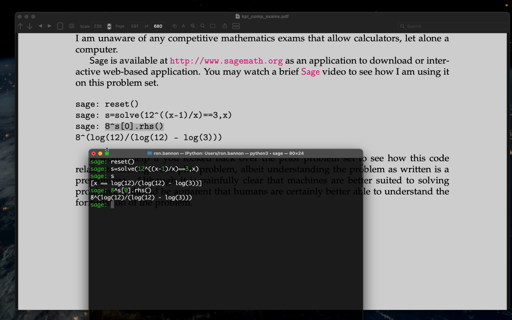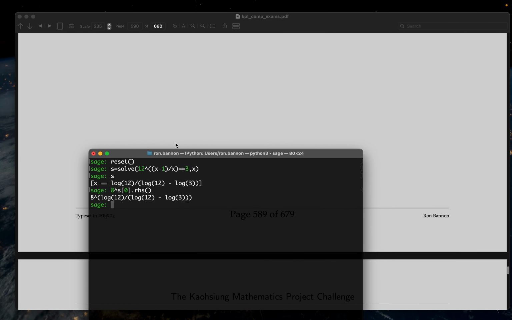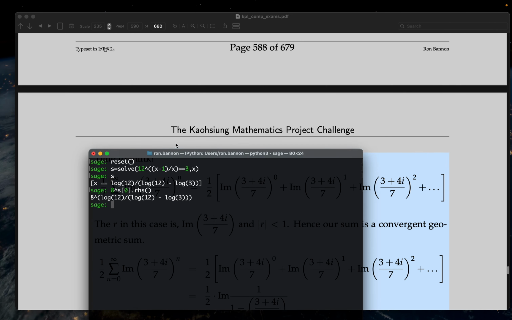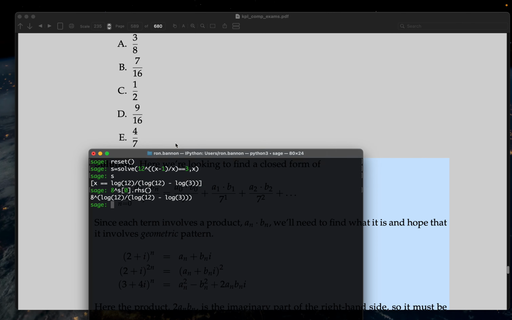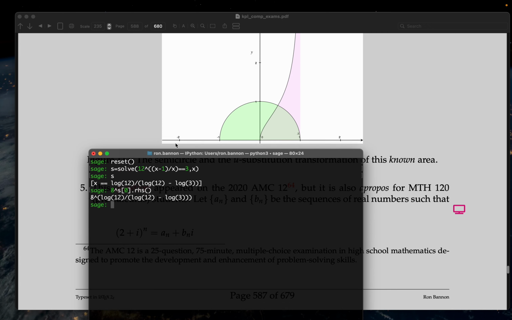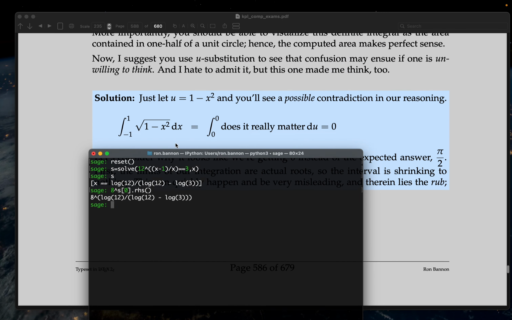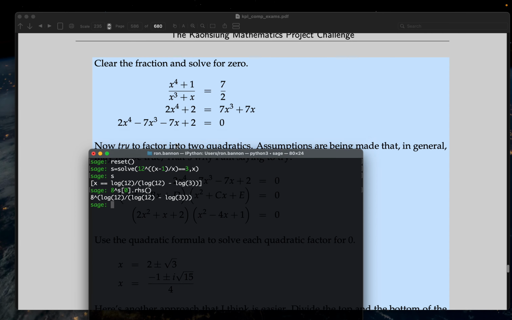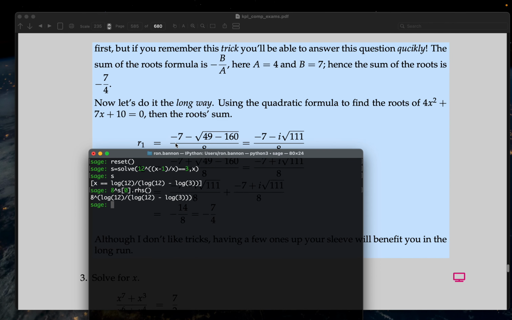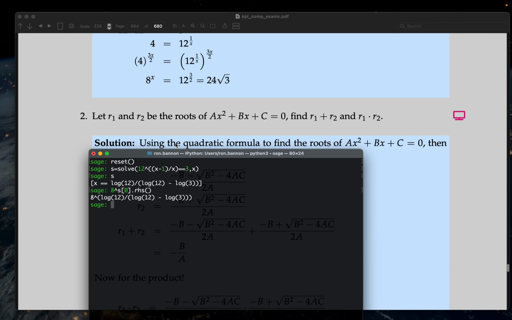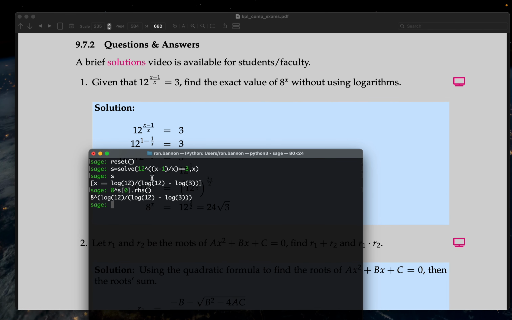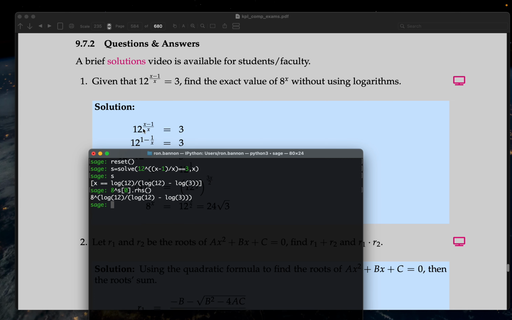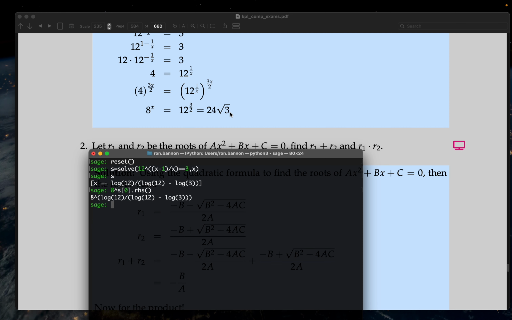Now, it gives me something that I got over here. I'm seeing what it gives me. It's the same thing it gives over here. I want to go back over the problem set, though, and I'm wondering which problem was this? There's only 5 problems to look at, by the way. I'm just looking through the problems. Looks like number 1, 12 to the x minus 1 over x equals 3. I solve for x, but they want to know what 8 to the x was. And what did I get? I get 24 root 3.